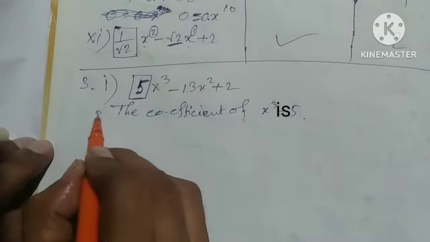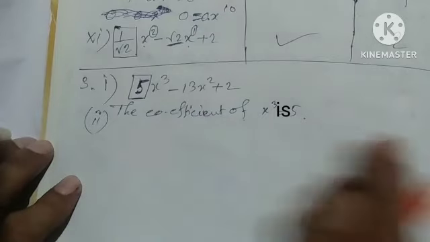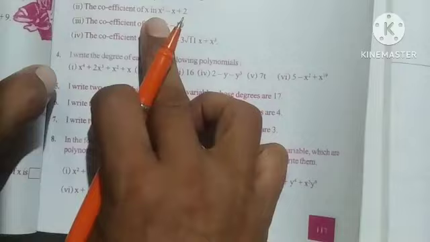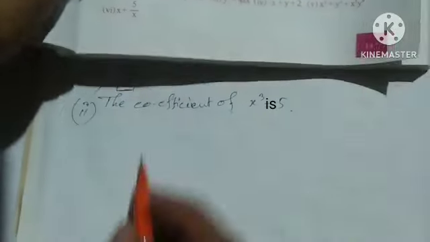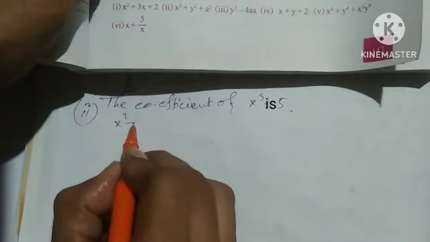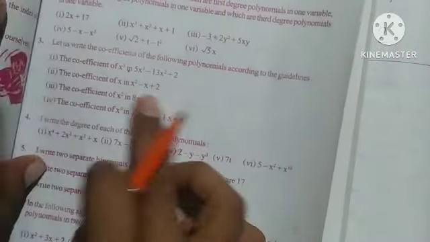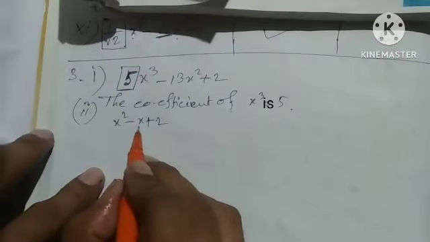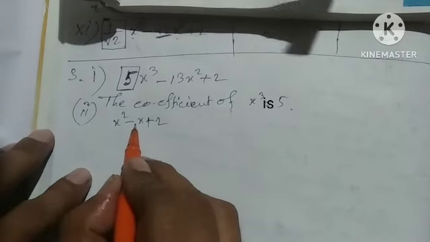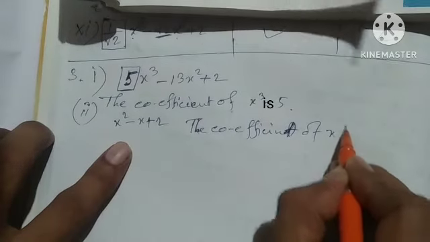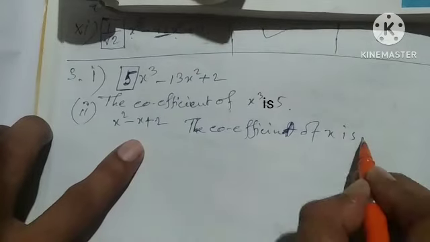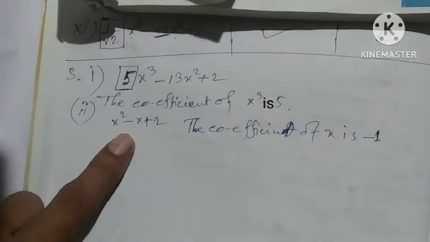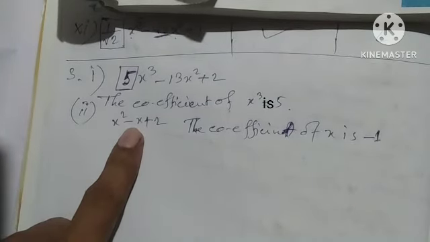Question number 2. The coefficient of x. Here the polynomial is x square minus x plus 2. The coefficient of x is minus 1, because I told you that you must take it with sign.